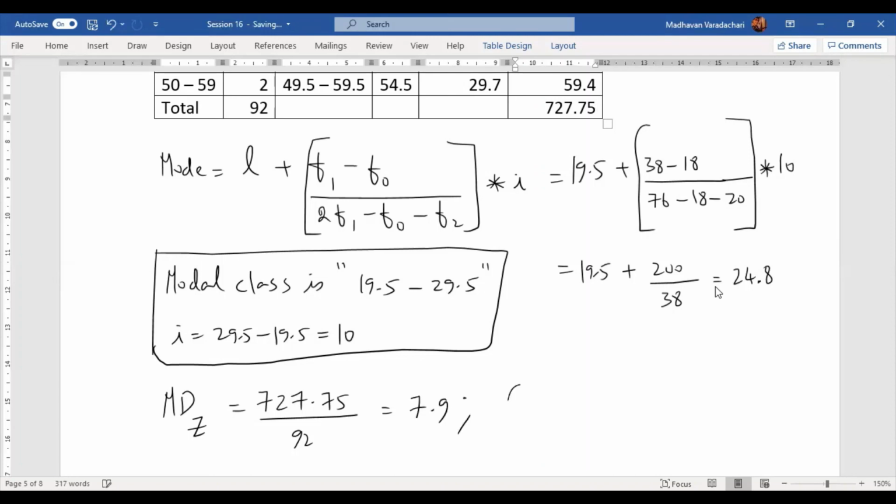So therefore, coefficient of mean deviation about mode is equal to mean deviation about mode divided by mode. So if we calculate that, we get 0.32 again.